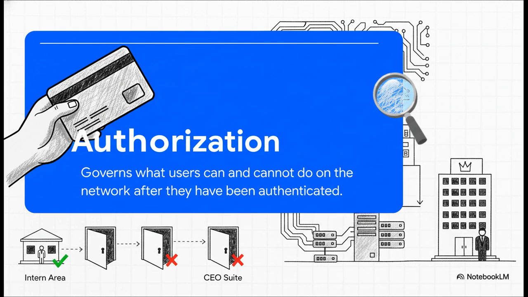See, just because you have a key card doesn't mean you can open every single door in the building, right? Authorization is what determines your permissions. Are you an intern who can only get into the first floor, or are you the CEO with a key to the executive suite? The network decides exactly what you are and are not allowed to do.